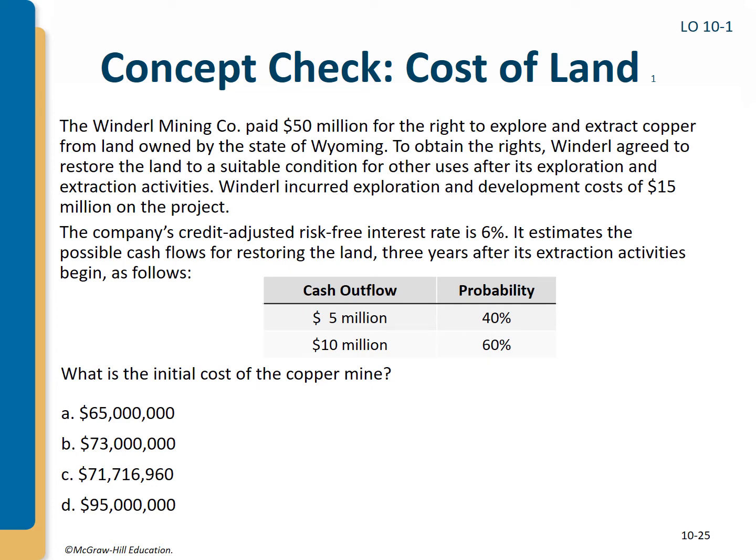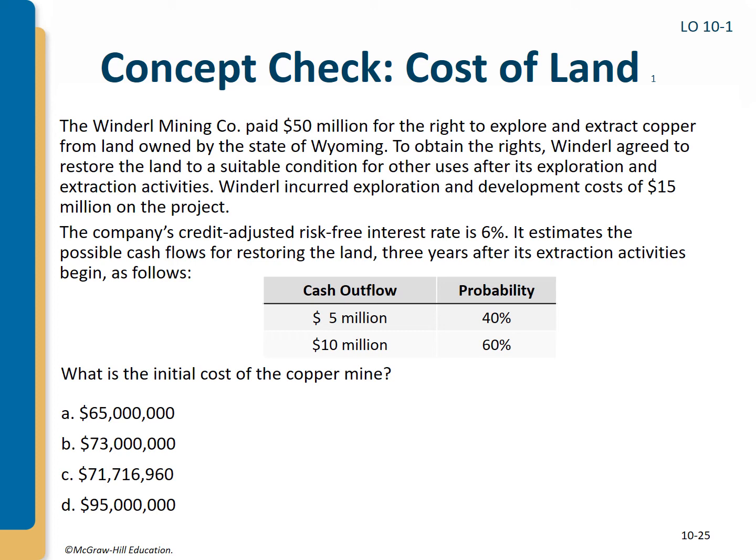Winterhill Mining Company paid $50 million for the right to explore and extract copper from land owned by the state of Wyoming. To obtain the rights, Winterhill agreed to restore the land to a suitable condition for other uses after its exploration and extraction activities. Winterhill incurred exploration and development costs of $15 million on the project. The company's credit-adjusted risk-free interest rate is 6%. It estimates possible cash flows for restoring the land 3 years after extraction activities begin as follows.